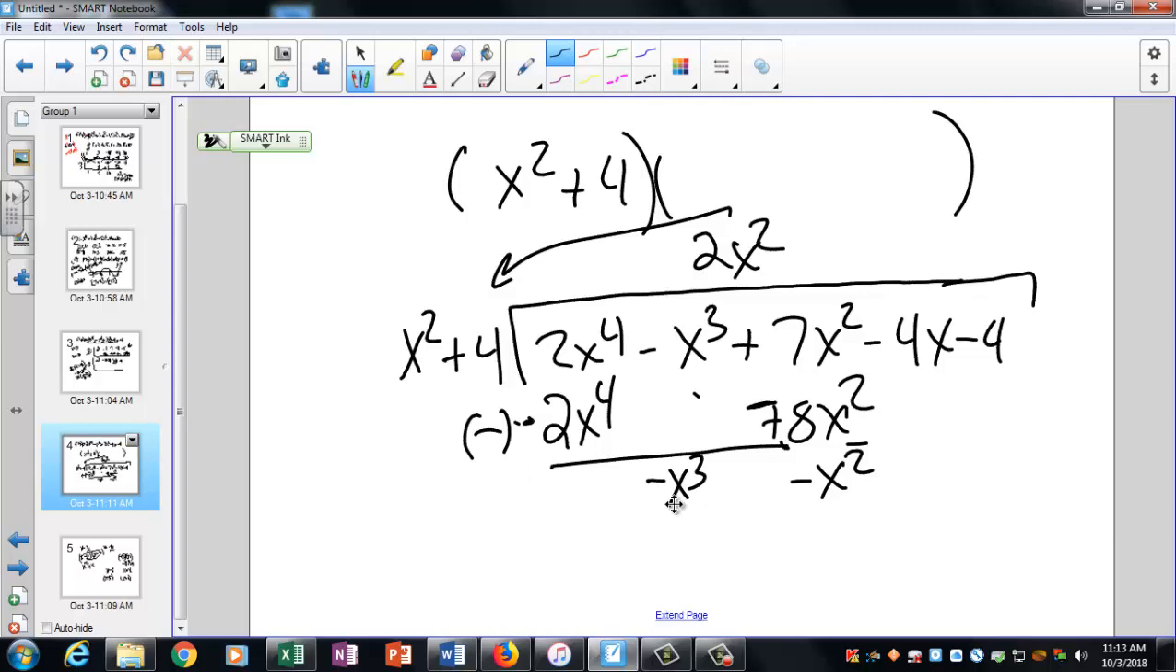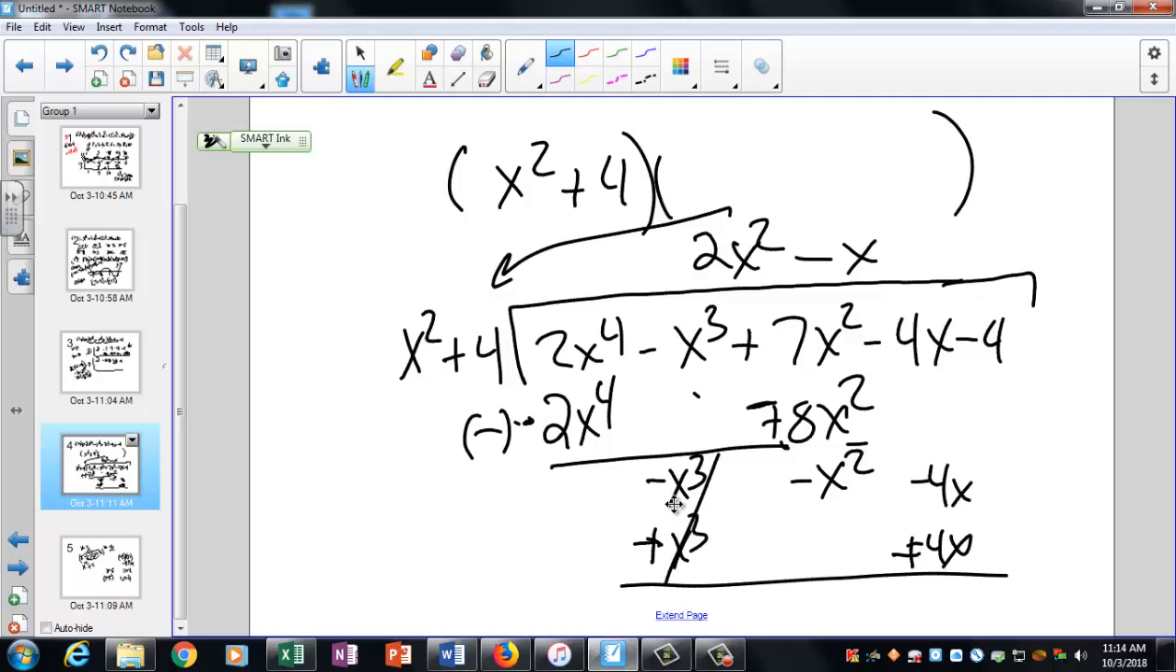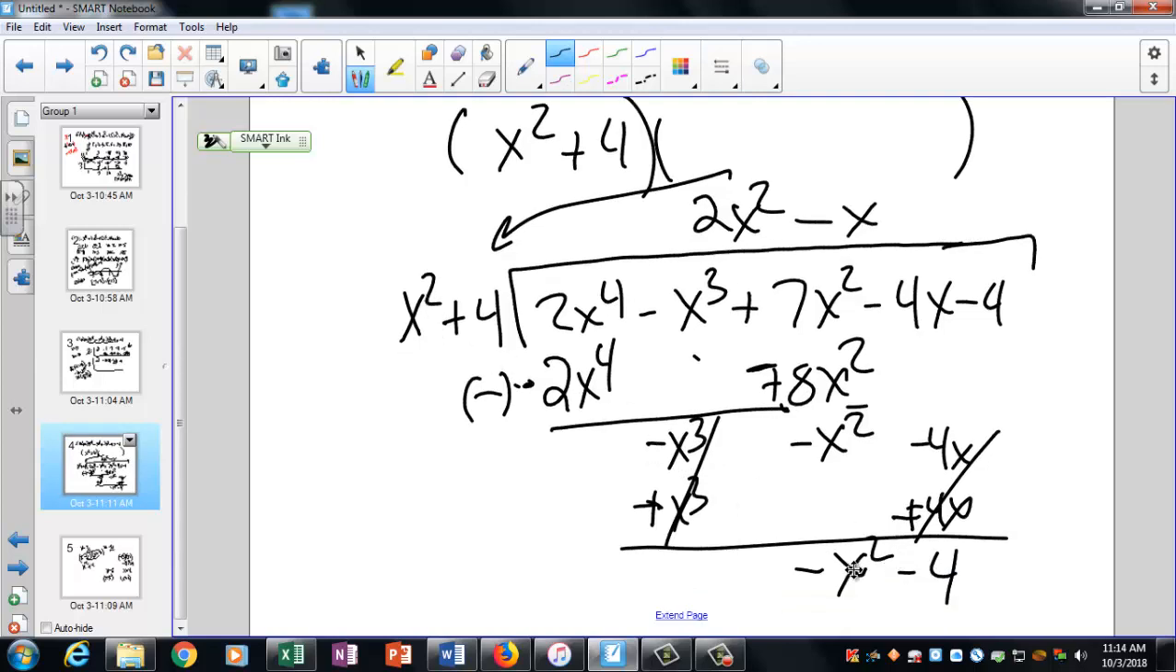X squared goes into negative x cubed how many times? Negative x times. So you'll get negative x cubed minus 4x. When you subtract, this becomes positive, this becomes positive. These cancel, you get negative x squared minus 4. X squared goes into negative x squared how many times? -1. Negative x squared minus 4. And then they cancel. So this piece becomes 2x squared minus x minus 1.